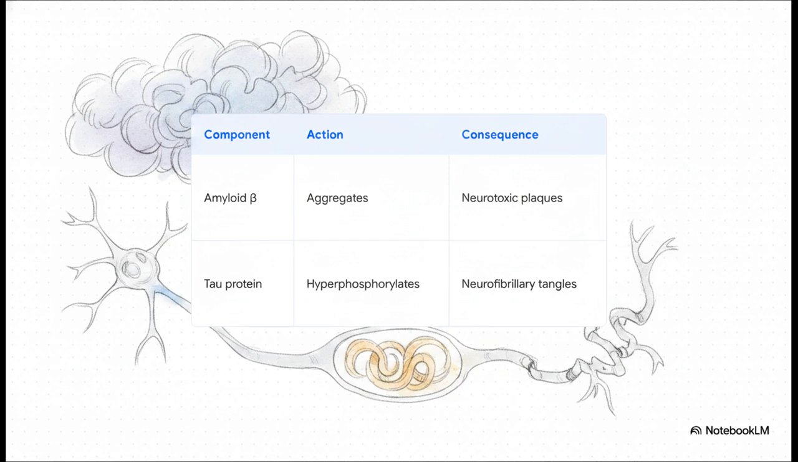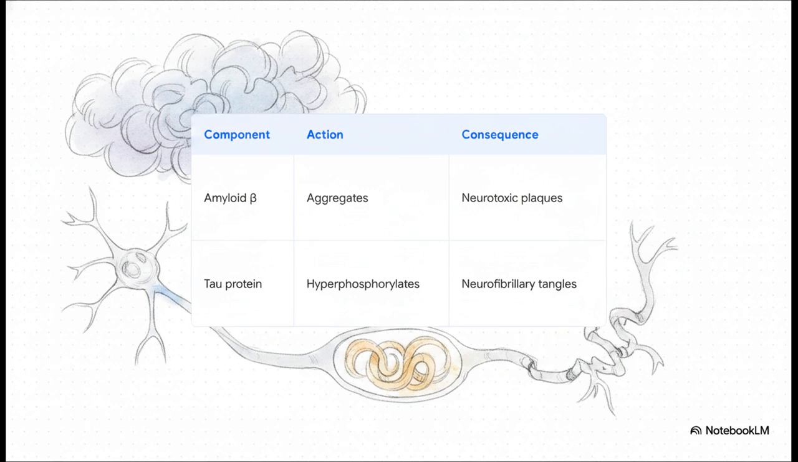Let's break down the mechanics of Alzheimer's disease for a second. We actually see two distinct architectural failures here. First, amyloid beta. This is a peptide that gets improperly cleaved and aggregates into a beta-pleated sheet conformation. These non-branching fibrils form massive, extracellular amyloid plaques in the brain that are highly neurotoxic.